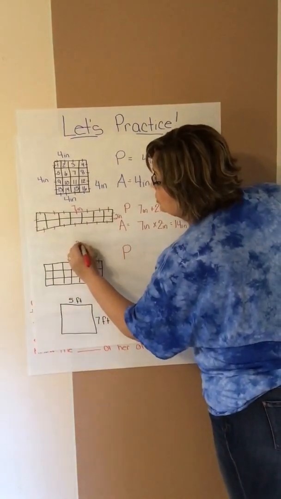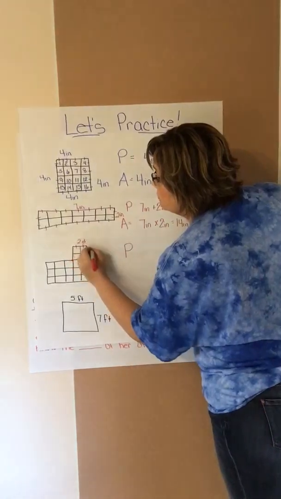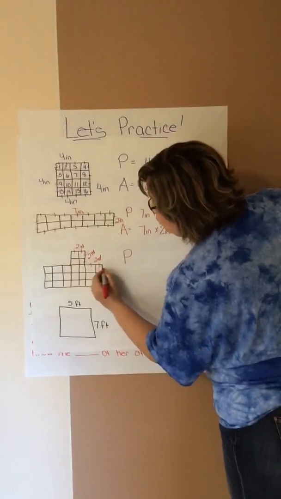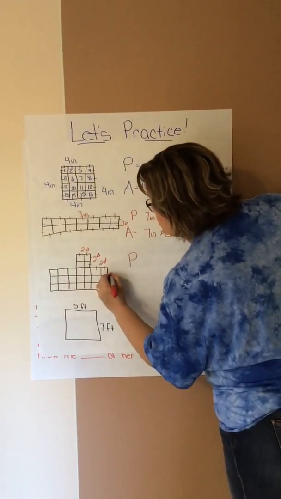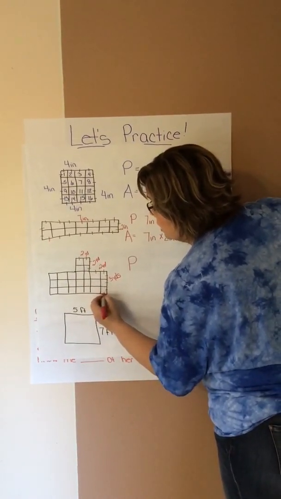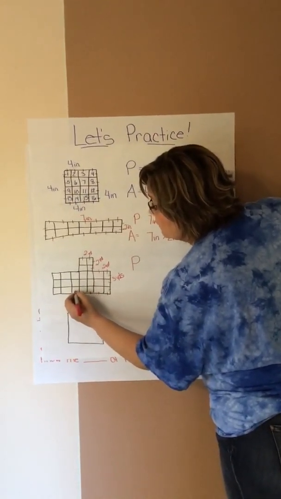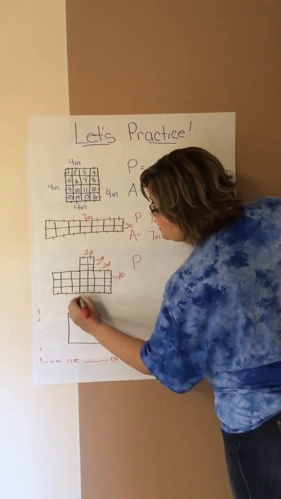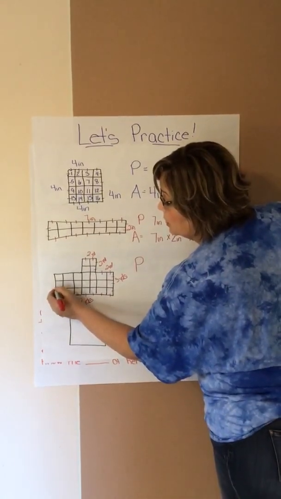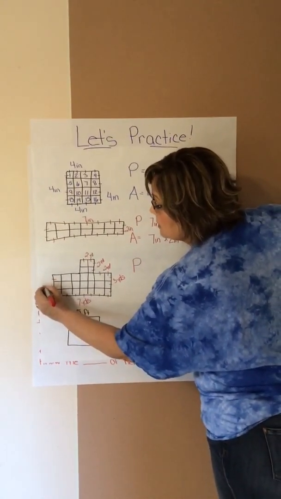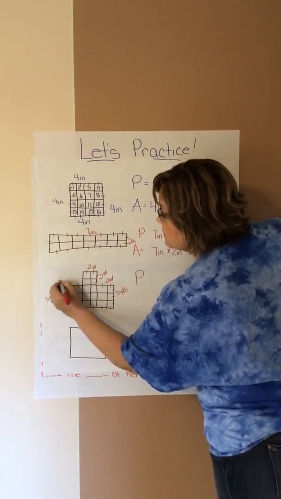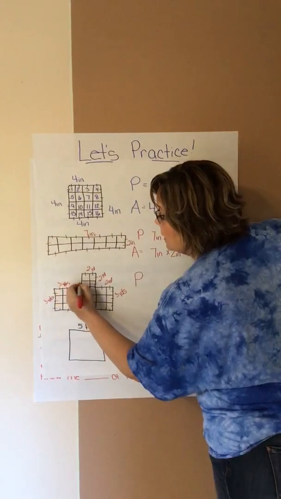And let's do yards this time. Turn the corner, 1, 2, 3 yards. Turn the corner again, 1, 2, 3, 4, 5, 6, 7 yards. Turn the corner again, 1, 2, 3 yards. 1, 2, 3 yards. And 1, 2 yards.